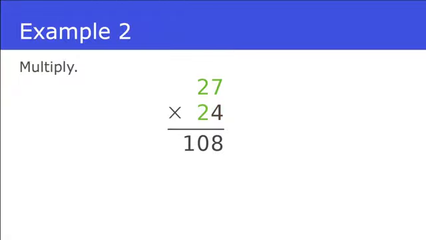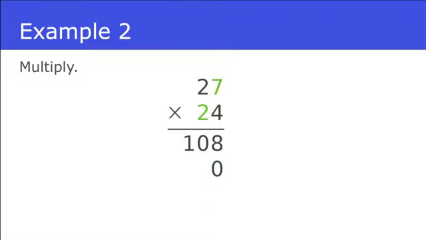We want to multiply 27 by the tens digit of the second number. The 2 represents 2 tens, so we are multiplying 27 by 20. Because we are multiplying by a digit in the tens place, we can put a 0 as a placeholder in the ones column. Now we can multiply.